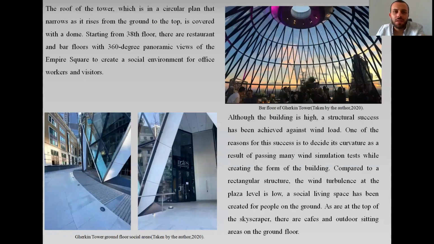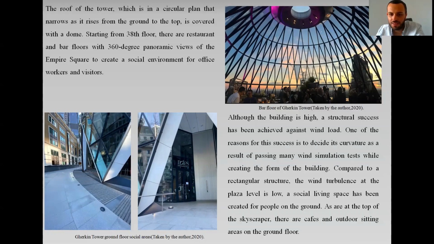The roof of the tower, which is in a circular plan that narrows as it rises from the ground to the top, is covered with a dome. Starting from the 38th floor, there are restaurant and bar floors with 360-degree panoramic views of the city to create a social environment for office workers and visitors. Although the building is high, structural success has been achieved against wind load. One of the reasons for the success is the desired aerodynamic result, passing many wind simulation tests while creating the form of the building. Compared to a rectangular structure, the wind turbulence and pressure levels are low.